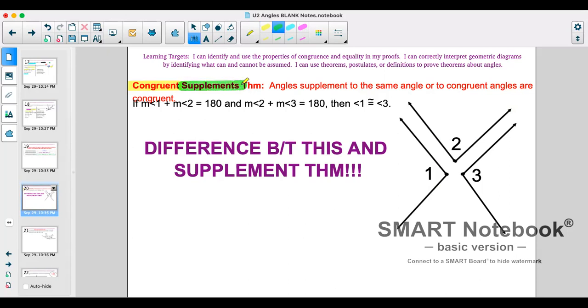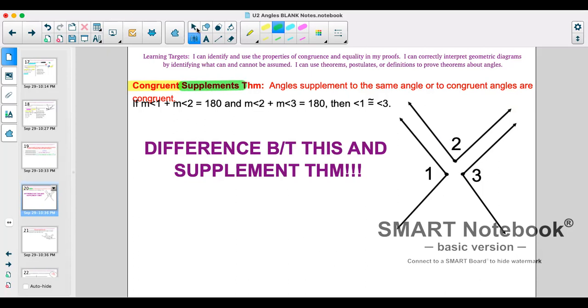So supplements makes me think of supplementary. Supplementary angles are two or more angles that add up to 180 degrees. Okay, so now I've got congruent supplements theorem. So if I try to put that together just to figure out what this might mean without even reading it, it makes me think I'm going to be dealing with supplementary angles that add up to 180 degrees, and somehow some of them may be congruent to each other.